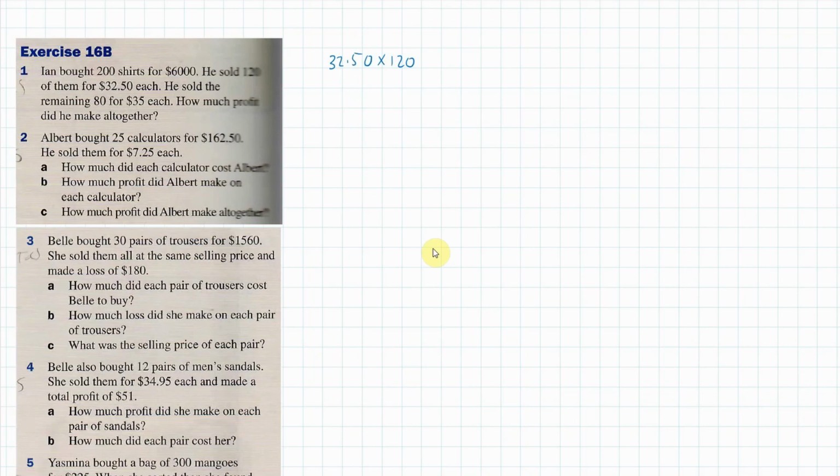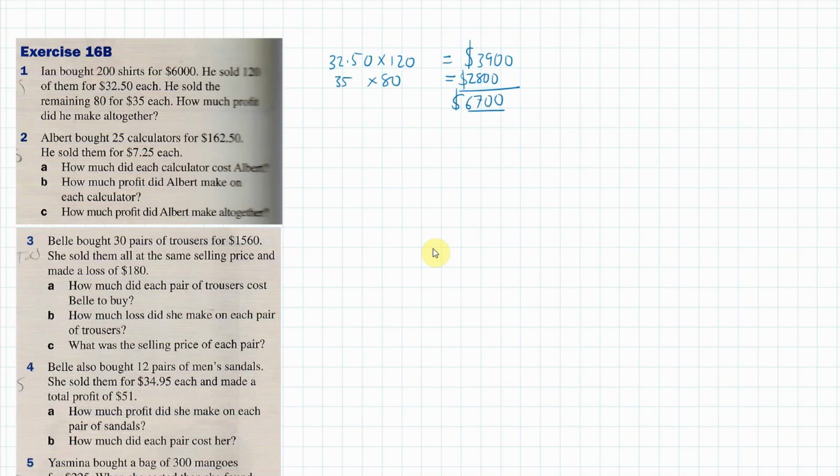This gives me $3,900. And then the other shirts, which was 80 shirts, he sold them at $35. So we're going to do 35 times 80. So 35 times 80 gives me 2,800. Now if I add these together, that will give me 6,700.